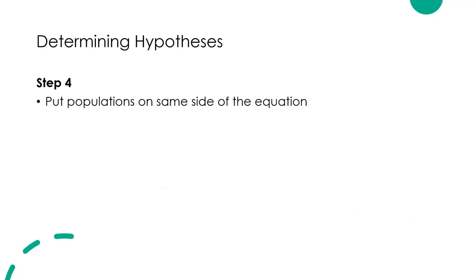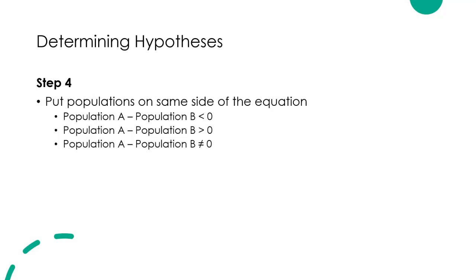So for the hypotheses, we need to put the populations on the same side, meaning we need to show it as A minus B is less than 0, or greater than 0, or does not equal 0. And those are all of your alternative hypotheses that you could have. Those are your three options.